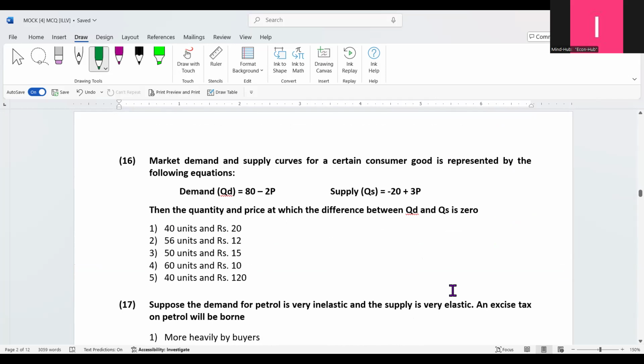Market demand and supply curve for a certain consumer good is represented by the following equations. QD equals 80 minus 2P, QS equals minus 20 plus 3P.